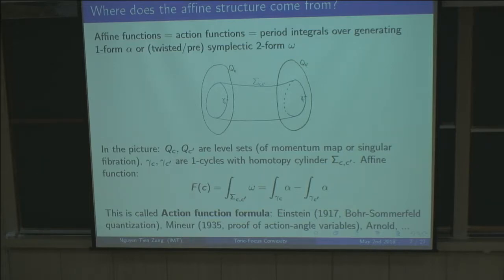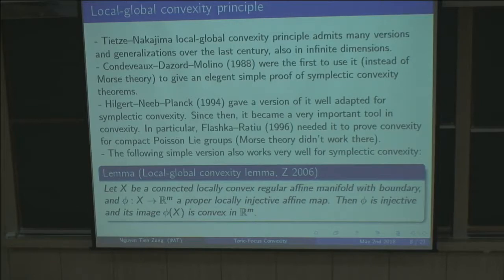It was already used by Einstein in 1917. It was used by Mineur in 1935 for the proof of the theorem about the existence of action-angle coordinates for integrable systems. So this is the affine structure. When we talk about the intrinsic affine structure, the affine structure is given by this.